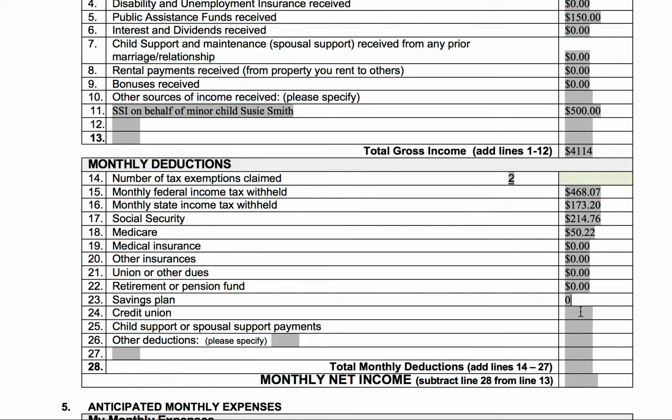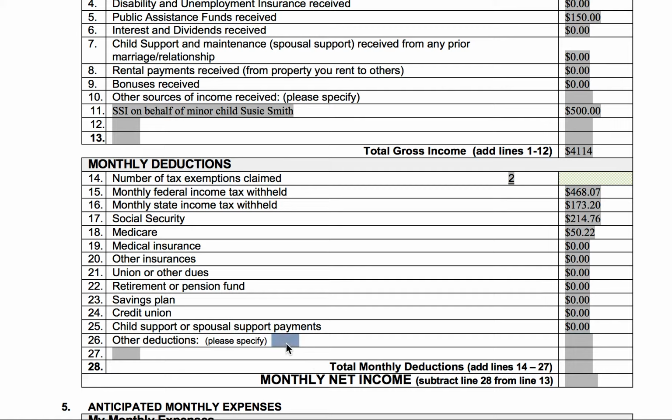Savings plan, if you have that, if you have credit union there, if you have child support that again is automatically garnished from your wages, you'll write that amount here. If you have a child support amount that you have to send in by paper check to the child support office, then that will go on a different line. So this is only child support that's automatically being garnished from your check. Here, if you have any other deductions, you can specify what those are. So again, anything else that is being automatically pulled from your check.